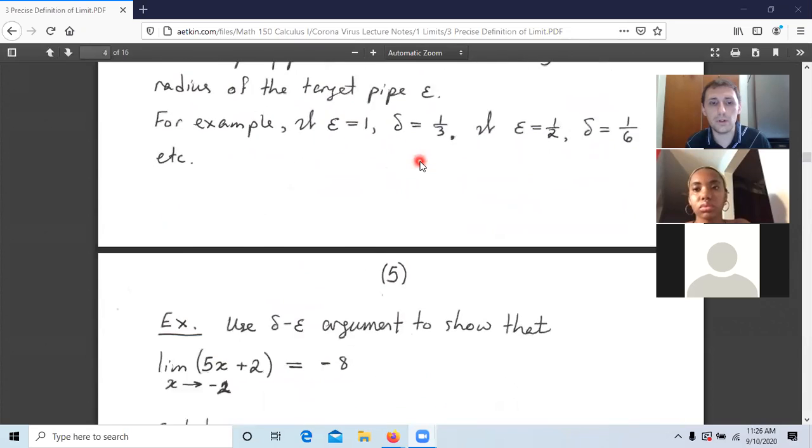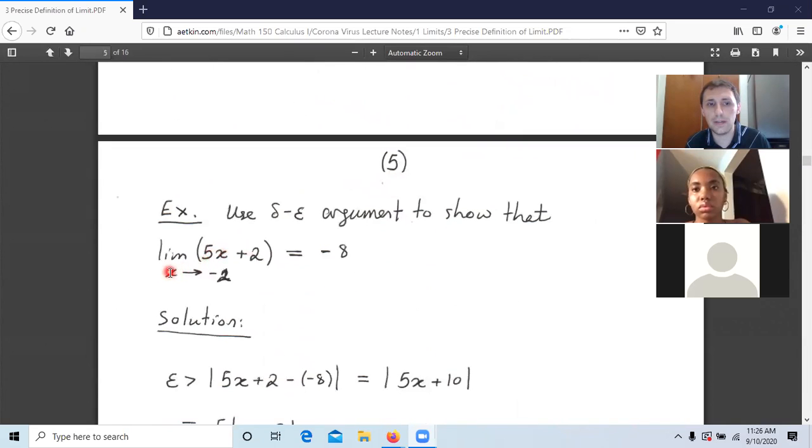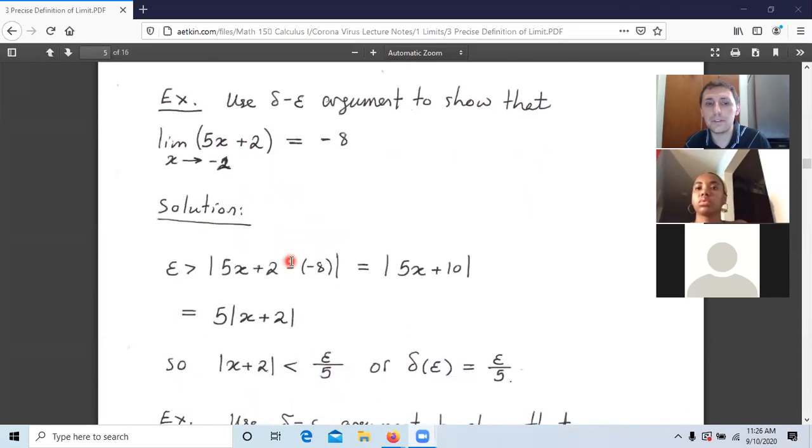Do you remember how we solved those examples? We have x going to -2, 5x plus 2 equals -8. How did we do that? Let me just remind you how the idea went. We try to communicate because we're blind. We don't see how the current looks. We are just listening to communications about it.